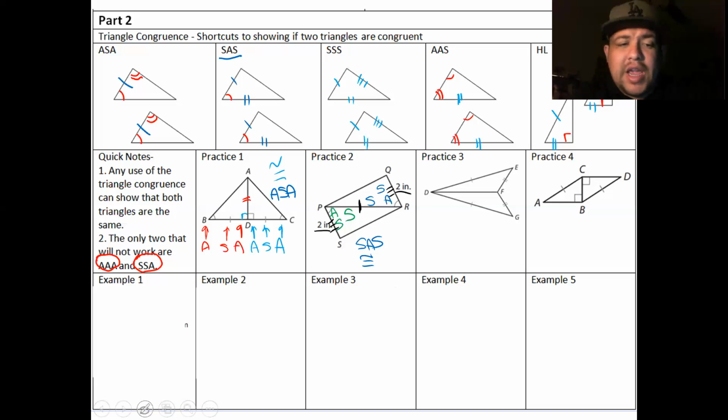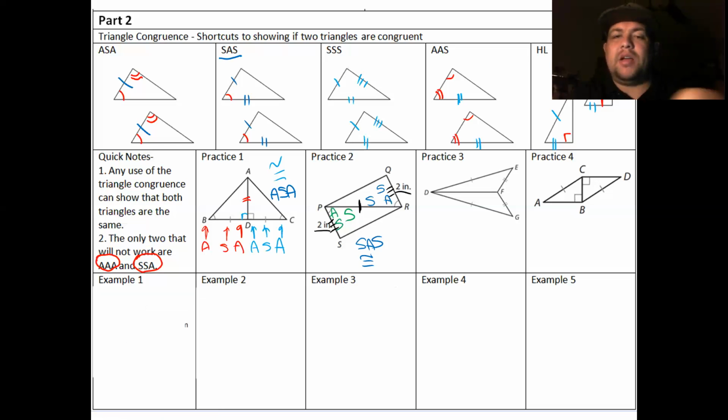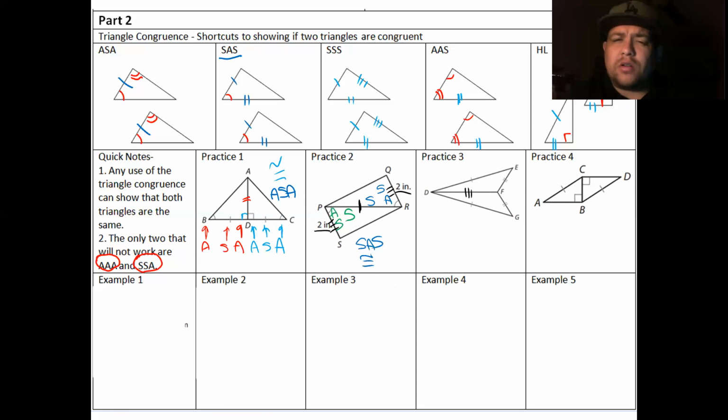Looking at the third case, practice number 3. Again, we have another side that butts up, so I know I can put in D and F as congruent sides to those. And I can put 3, I can put 4. I know that they're the same, so I want to be able to put those in. Looking at these, we want to identify again whether we have a triangle congruence.